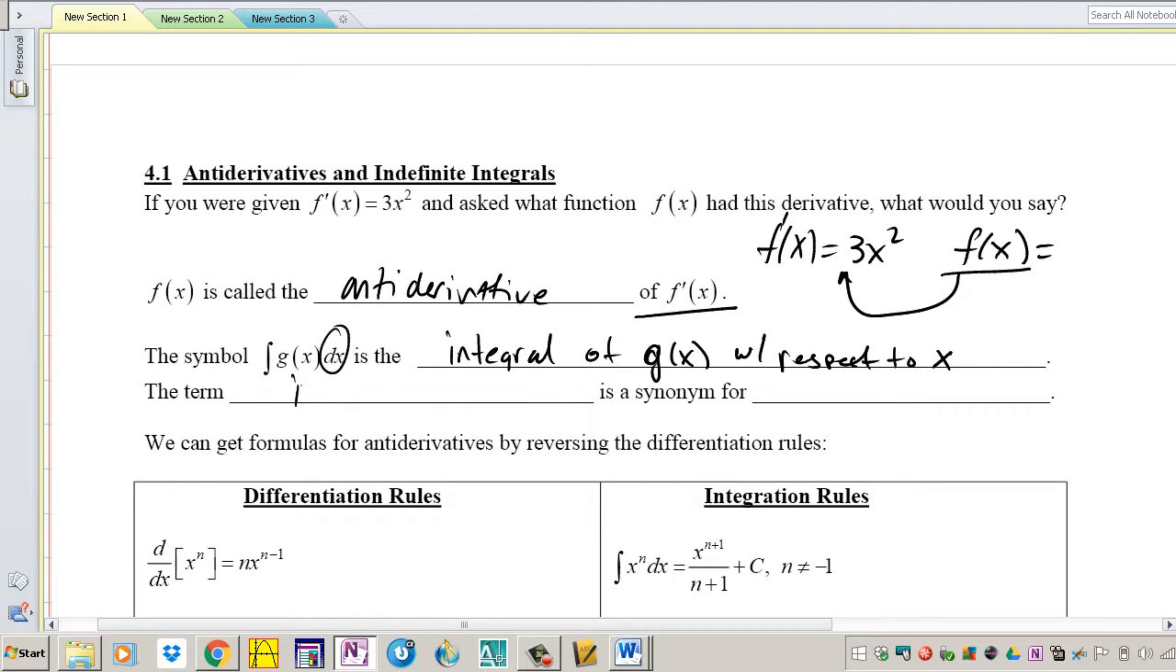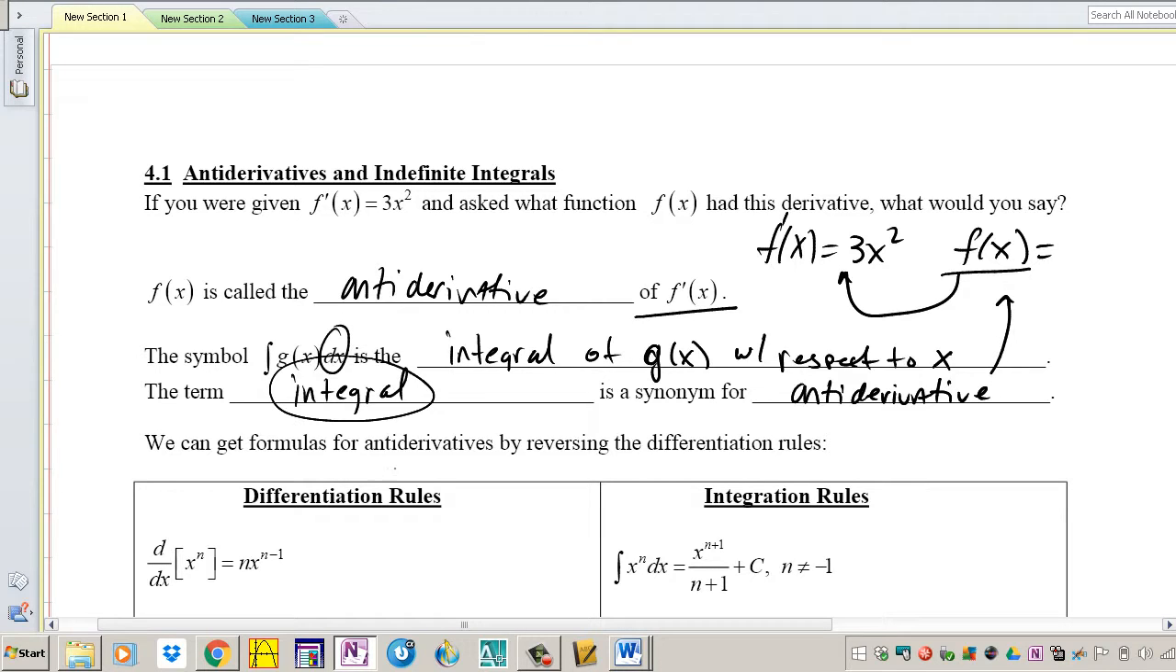The term integral is a synonym for antiderivative, so we're going to be interchanging these terms around. Anytime you hear the word antiderivative, I like to think of it as the function that gives you the derivative. The integral, I like to think of as the verb. It's the process of taking the antiderivative, of finding the antiderivative.